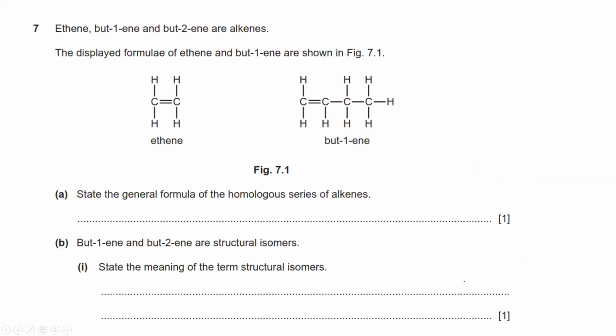Okay. So moving ahead, question number 7. It says ethene, but-1-ene and but-2-ene are alkenes. That's confusing, but anyway, the displayed formulas of ethene and but-1-ene are shown. So ethene is this. Remember, but-1-ene has the first double bond, so it is 1-ene. If I have to say but-2-ene, it means the carbon double bond is with the second carbon atom.